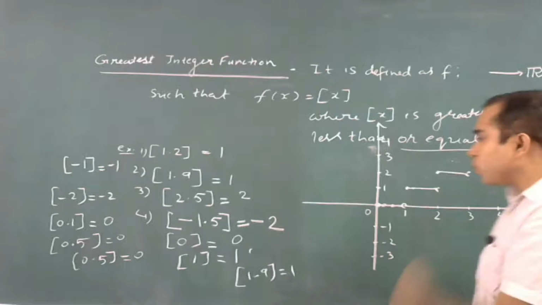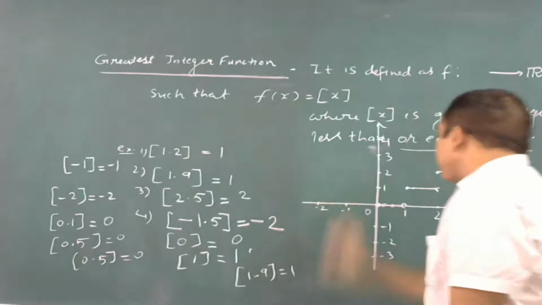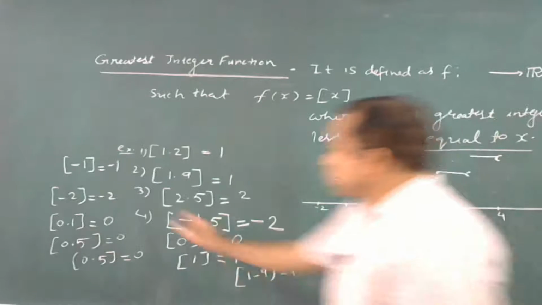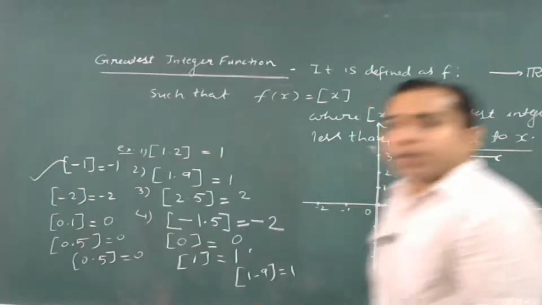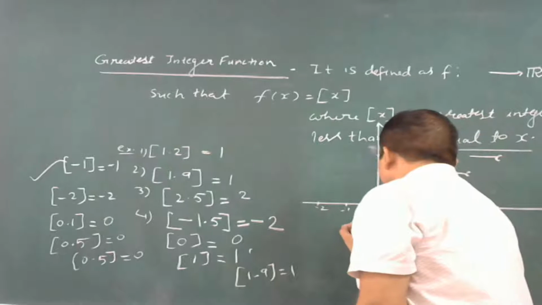Now in negatives also the same things will be there. Let me mark minus 1, minus 2, etc. Minus 1's image will be minus 1, isn't it? This is written. Minus 1's image will be minus 1. So minus 1, 1, you darken.